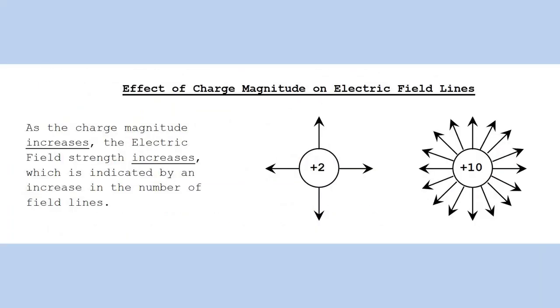So here, we have examples of how the electric field lines, that is the arrows, relate to the type of charge and magnitude of the charge. Since both charges are positive, the field lines must point away from the charged object and they are not allowed to cross one another. The object with the larger charge has more field lines.